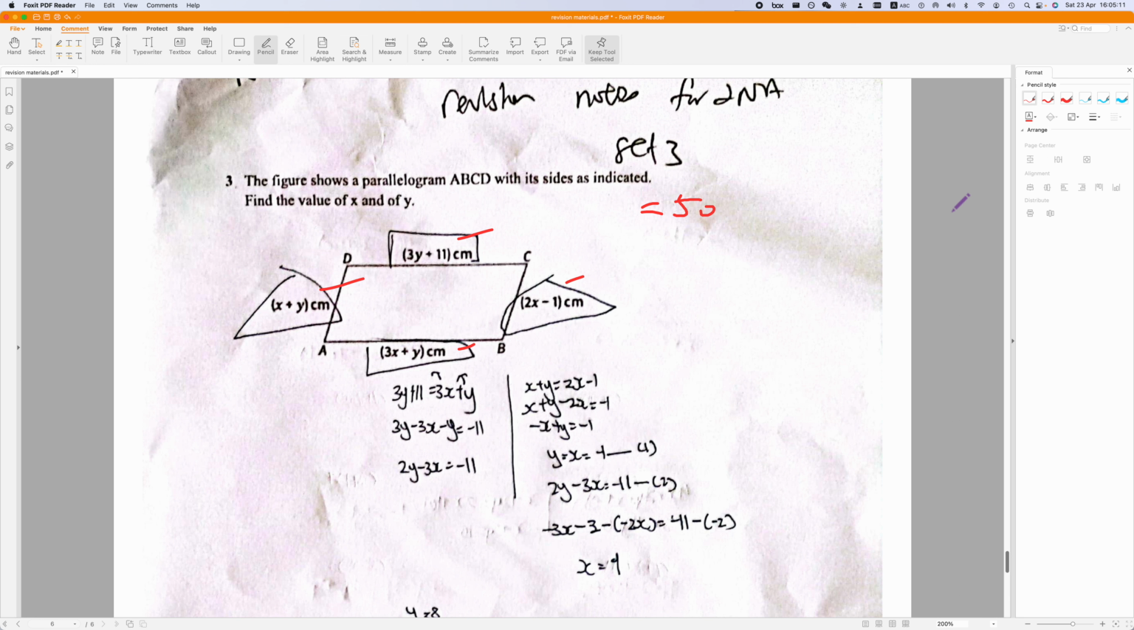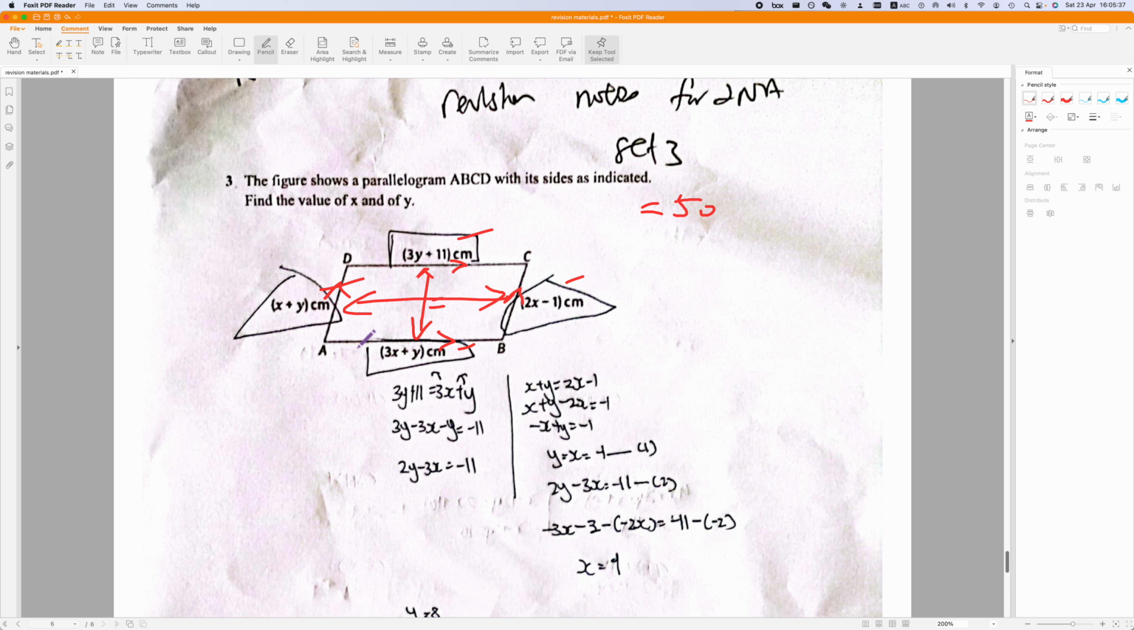They ask differently. They show a parallelogram. What's the meaning of parallelogram? Do you know that? Parallelogram means parallel and opposite sides are equal. So this one is parallel with this one, and this one is parallel with this one. And these are equal, then opposite this one equal.